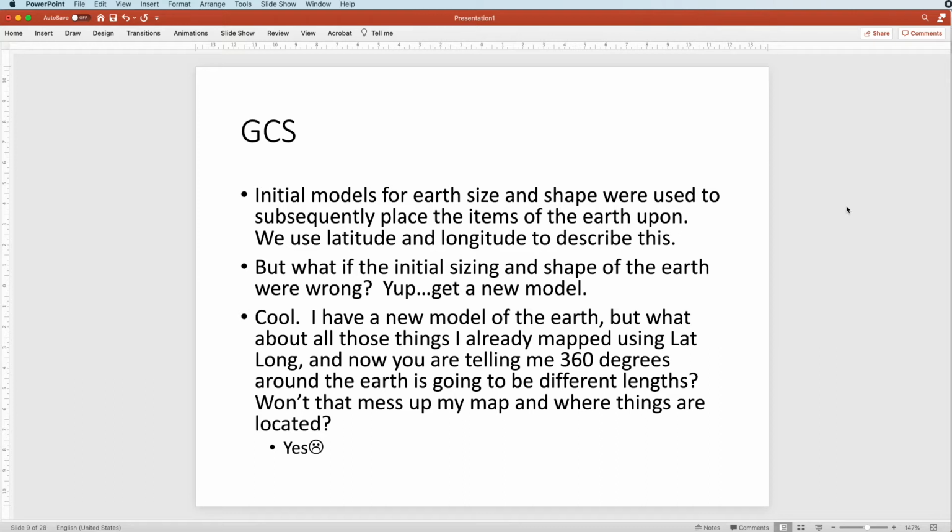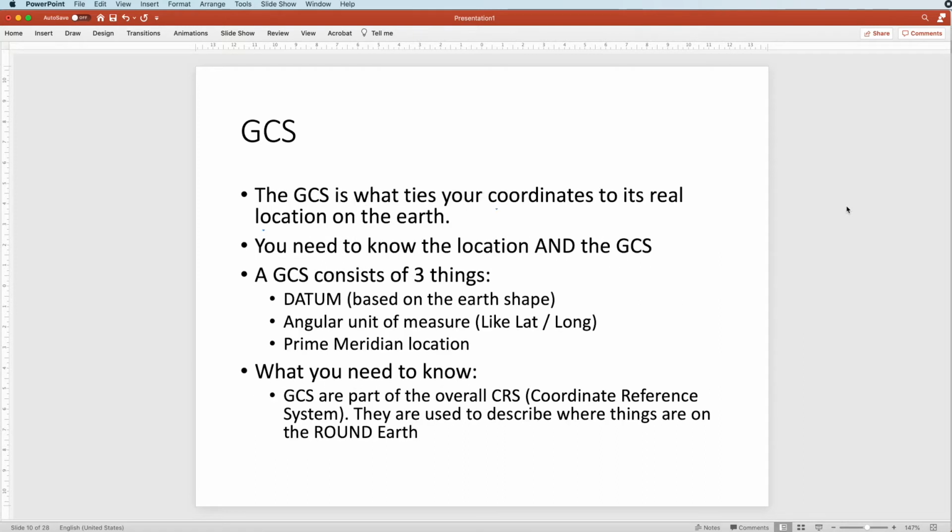Well, what happens is you have to redo the Earth model. And what happens to all the stuff that you drew that was on that Earth? Yep, they're in the wrong spot. So you have to create yourself a whole new datum and find some sort of way to offset everything from the initial model to the second model.